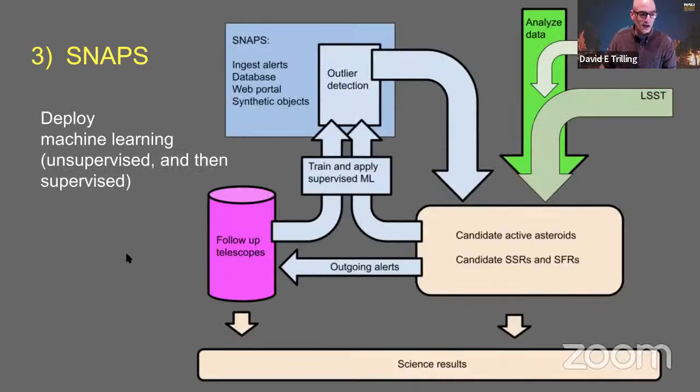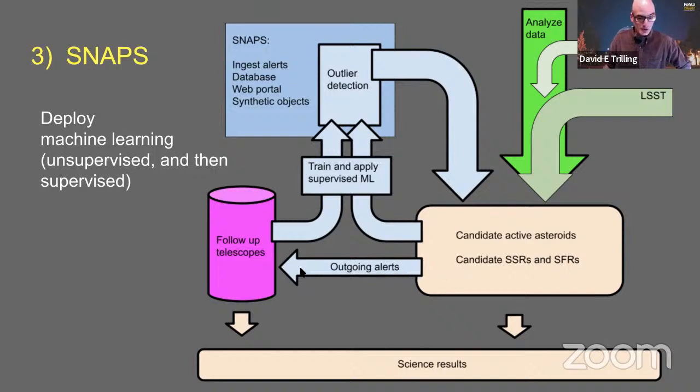Okay, so here's my final thing about SNAPS. I think this is the last one, which is another flow chart, but now I've told you some of the parts so I can give you a little bit more details. We're analyzing data that's coming from ZTF or LSST. Coming in this way, we have an outlier detection scheme where we look for these outliers. We find candidate active asteroids. We find candidate super slow rotators and super fast rotators.